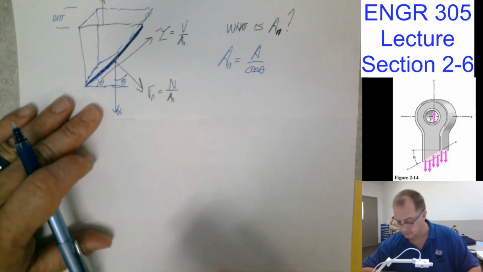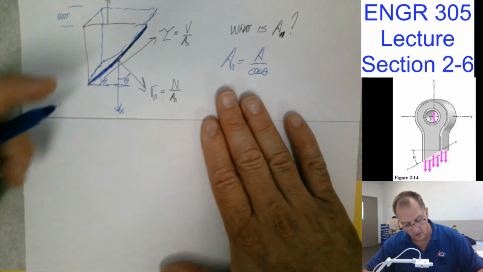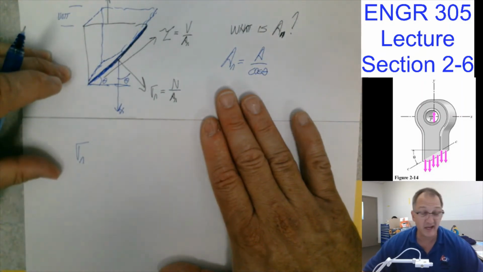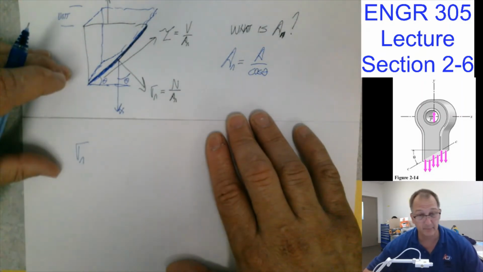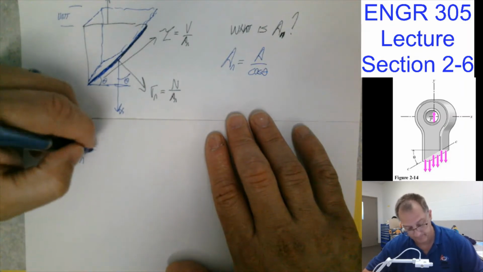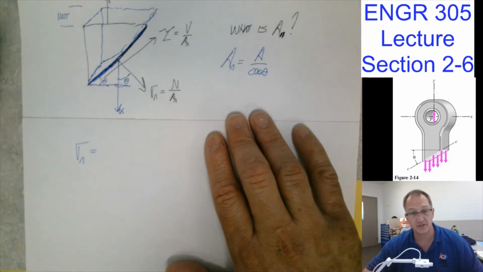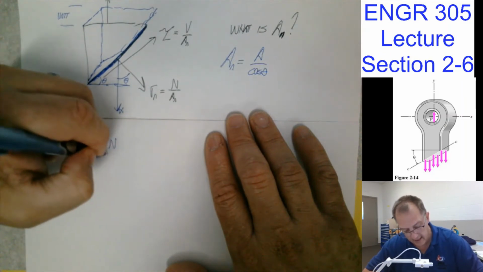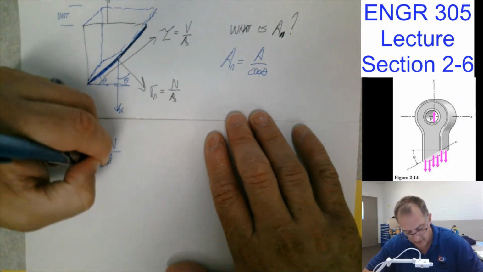So if we want to know what our stress is in some arbitrary direction set by some arbitrary cutting plane, right? That stress is going to be equal to N over A_N.